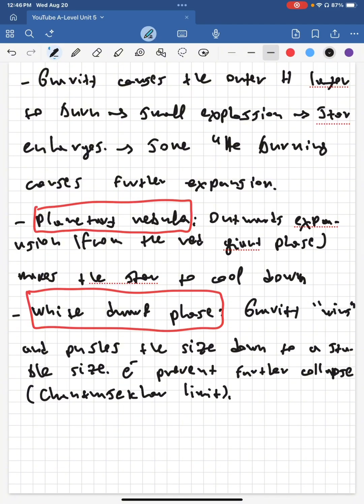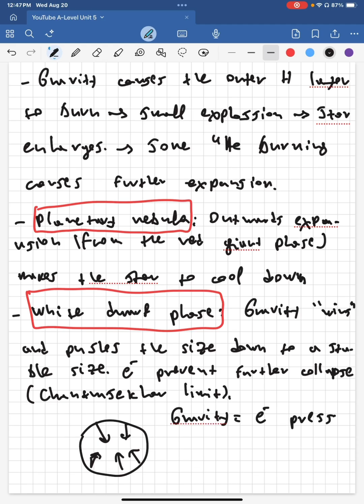Okay, so when we say gravity wins, we mean that we don't have lots of fusion anymore. Whatever was supposed to fuse fused already. So gravity pushes the star inwards. Okay, and gravity is counterbalanced by the electron pressure. This is how it's called.